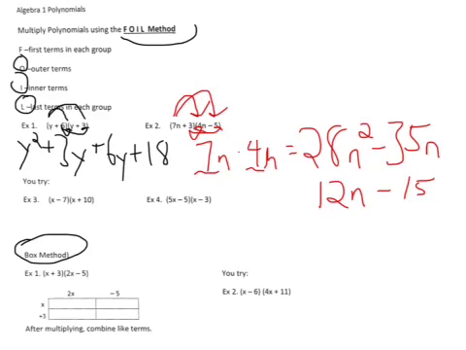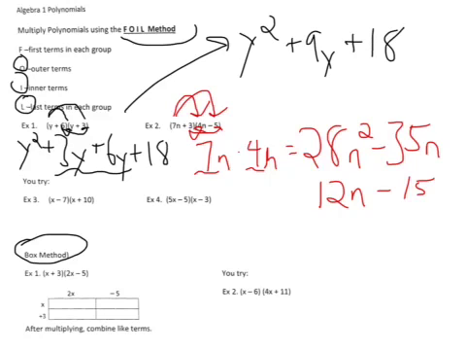So after we do that, we combine like terms. So in our first example, we're going to look up, and we're going to see that I can combine the 3y and 6y. So my final answer will be y squared plus 9y plus 18. This is my answer. So that's the FOIL method. Pretty simple, right? Let's take a look at the box method.